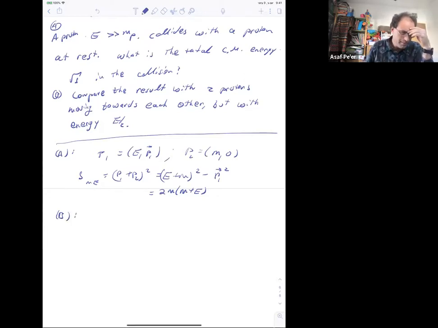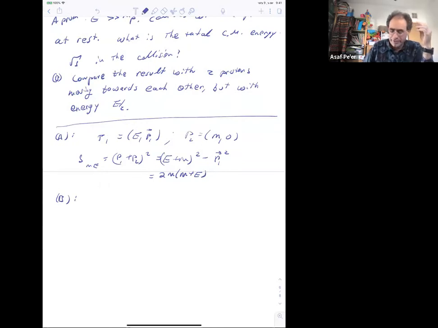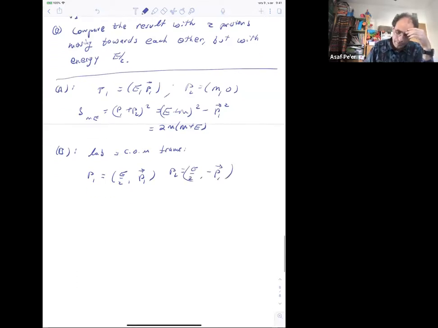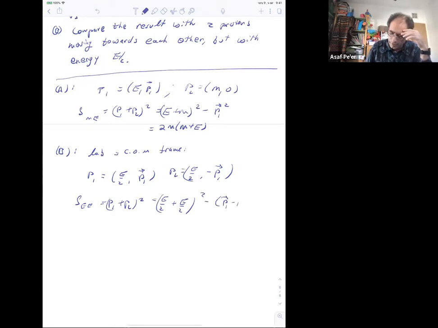For part B, the lab frame is the center of mass frame. So P1 is (E/2, p1), and P2 is (E/2, minus p1). So S, (P1 + P2) squared, is just (E/2 + E/2) squared minus (p1 minus p1) squared. So this is simply E squared.